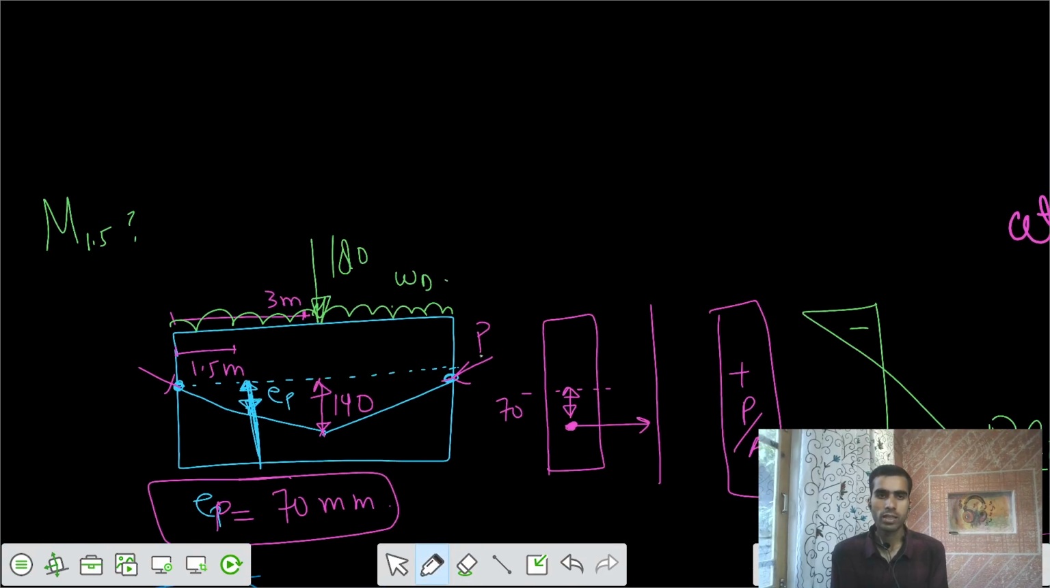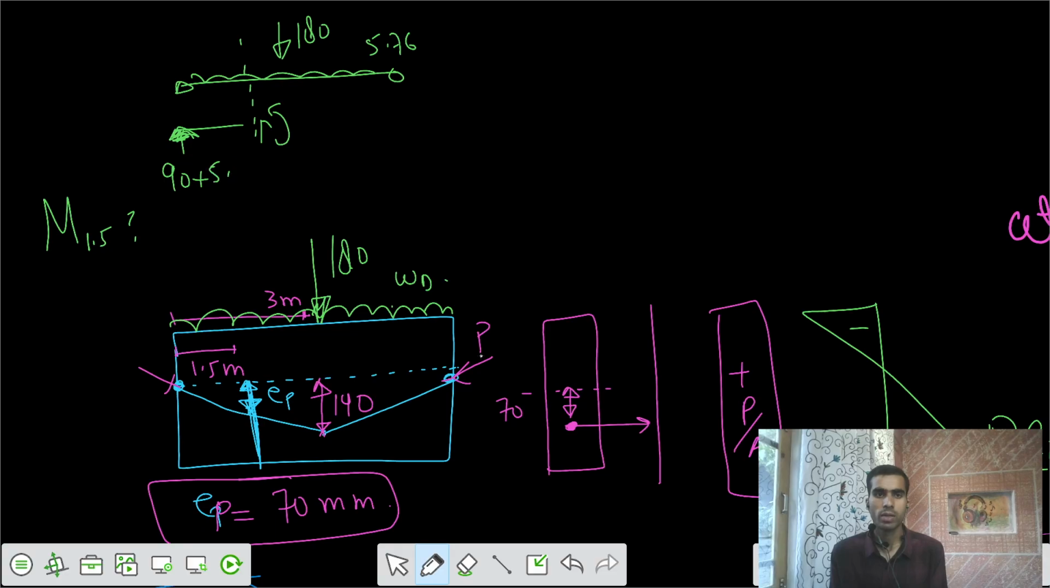I would say total length is 6 meters. We are having a UDL and we are having a point load. So we have to calculate moments at this section. What is the reaction we have? The reaction is equal to 180 by 2, that is 90, plus, because of the dead load was 5.76, 5.76 into 6 by 2. This is your reaction, and I have to multiply it with the length of 1.5. Then I would subtract that UDL of 5.76 into 1.5 square by 2.